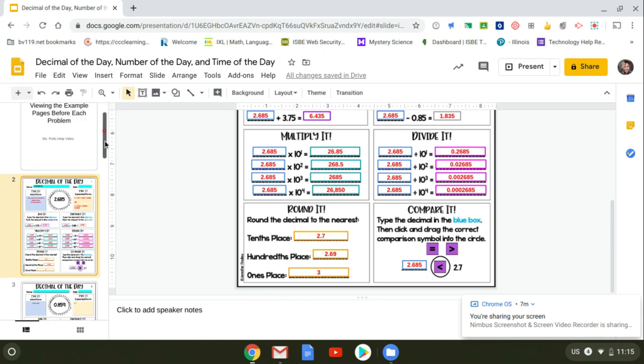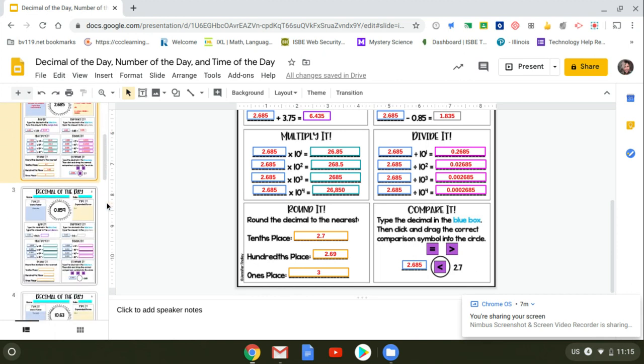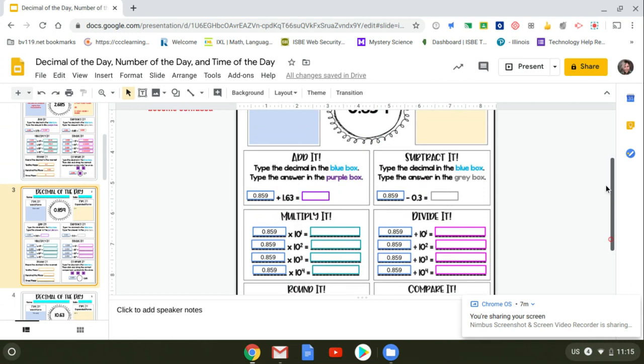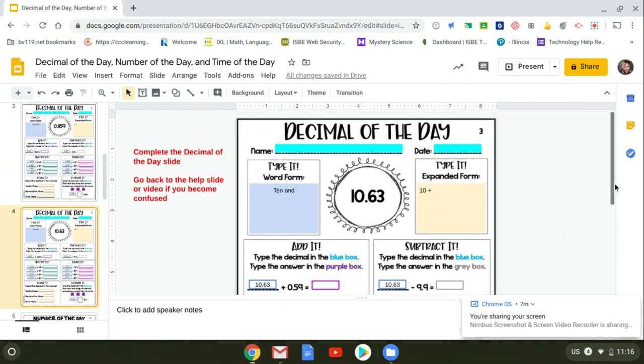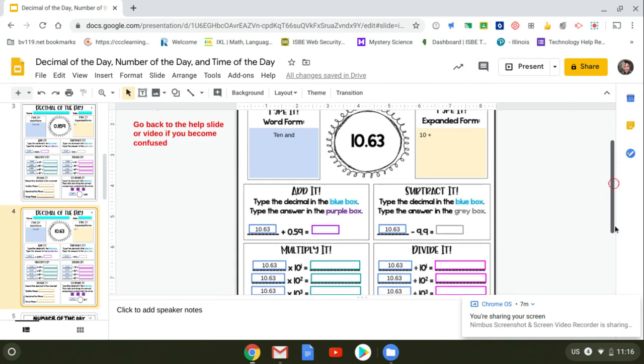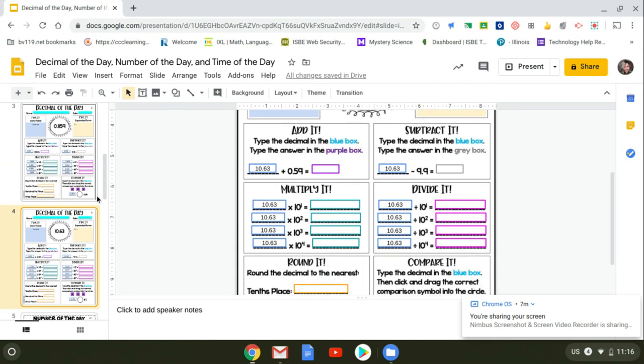So you're going to do this on your own for slides 3. Here's yours. And slides 4. It gives you your own decimal that you're going to focus on. So you're going to do this for those next 2 slides.